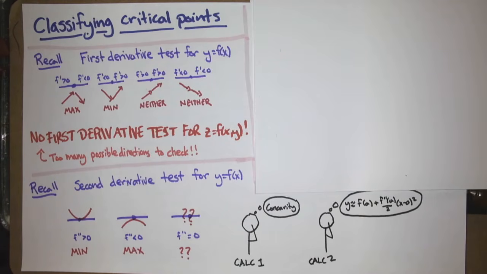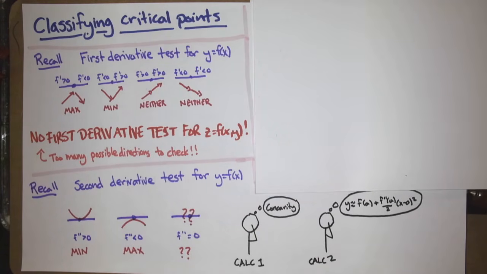But that's okay, because they made us learn a second test. We called it the second derivative test. The second derivative test says, look at what's happening to f double prime. If f double prime is positive, we're at a minimum. If f double prime is negative, we're at a maximum. And if f double prime is 0, there's no conclusion to be made.